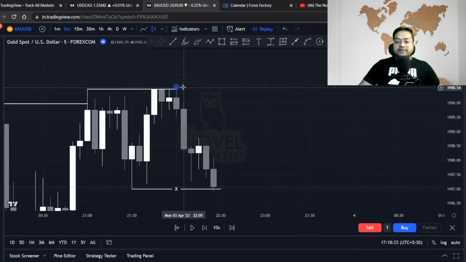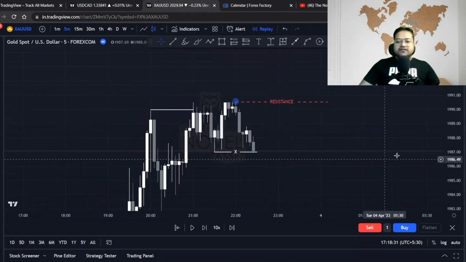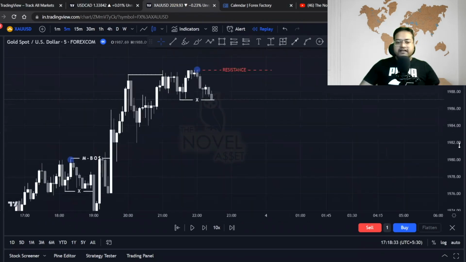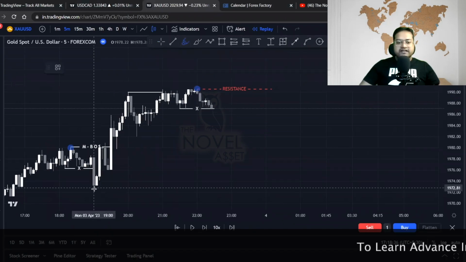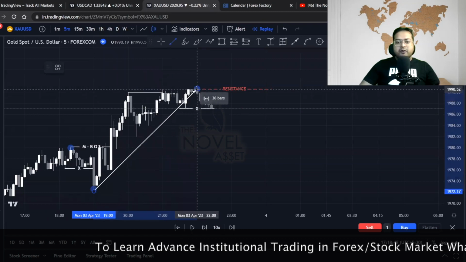This highest high is the major resistance in the market. So what we can do is we can draw this as a major resistance. As soon as the major resistance is confirmed, what we can see is that the previous higher low, which created this market structure, from this previous low to this new high, this is the proper range of the market.